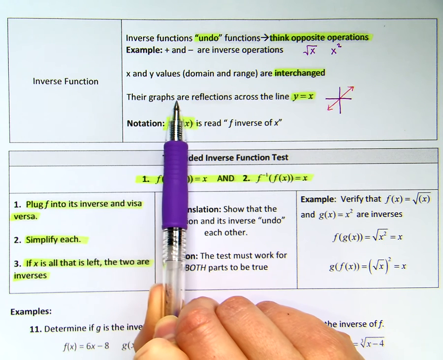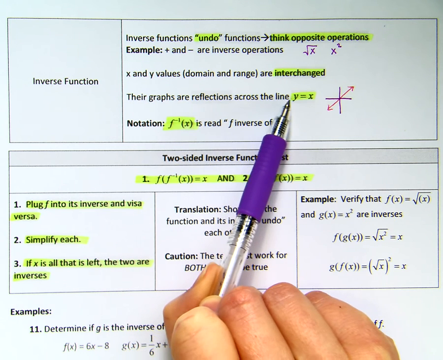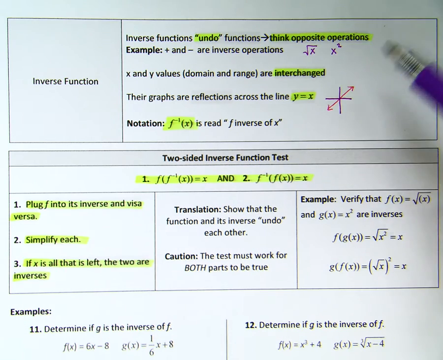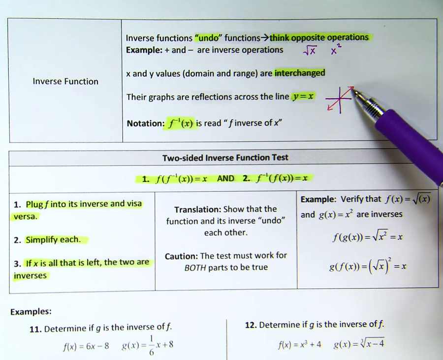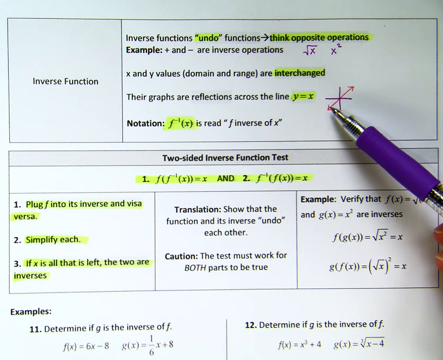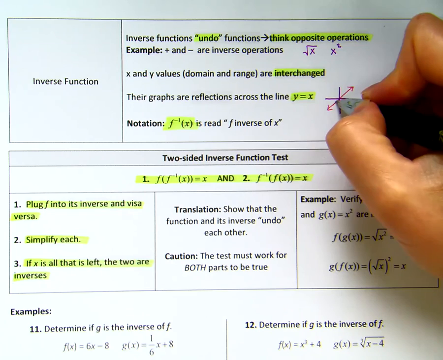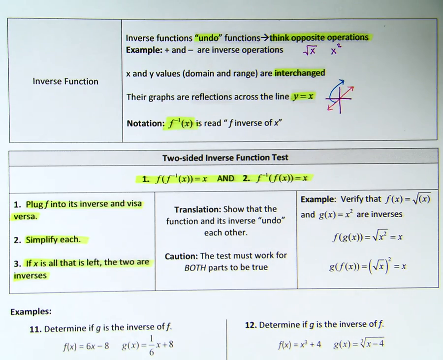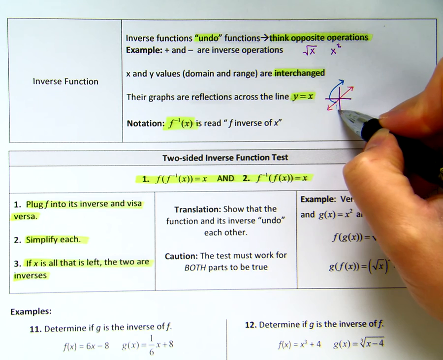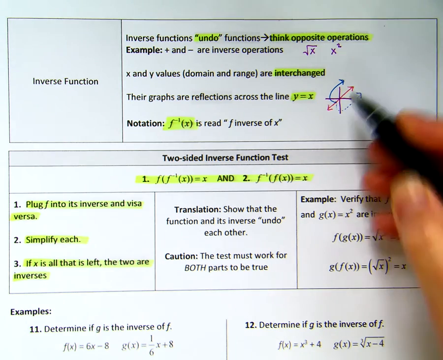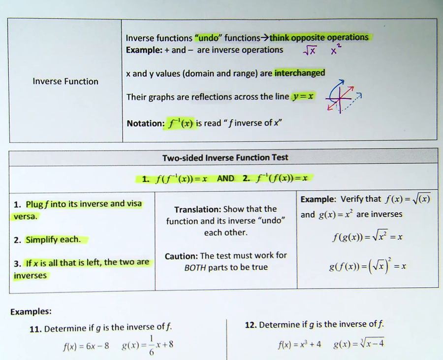Another property of inverses and their functions is that their graphs are reflections across the line y equals x. So the line y equals x is this diagonal line that goes through the first and third quadrants. If you think about putting a mirror on this line, or perhaps folding your graph across this line, your two graphs should in fact be mirror images. So if I had something like this on one side, the mirror image on the other side should look something like this. So these two graphs should be inverses because they are reflected across that line.